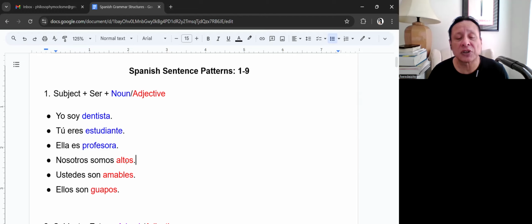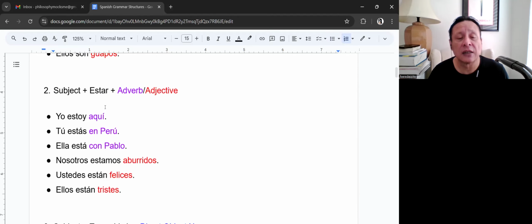And look at the adjectives. Tall. You're going to be tall for a long time. Kind. We think that's a defining quality. It's not like you're kind and not kind, kind and not kind. You're kind in general. And guapos, good looking, same thing, is a long-term quality. So that's why it goes with ser.